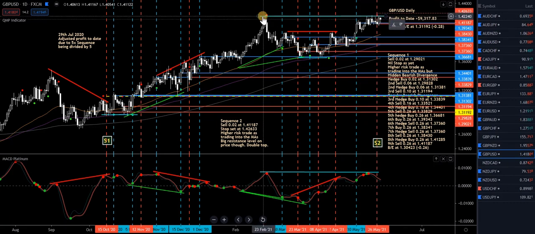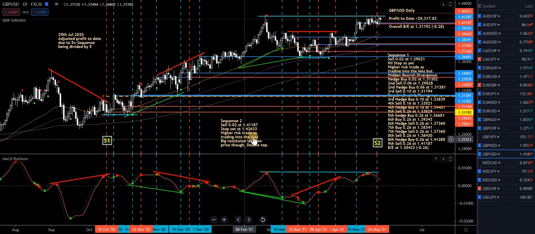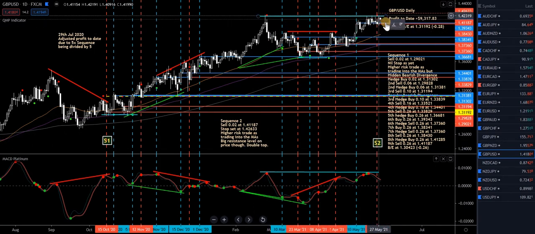Nice resistance level, previous high. Took the sell. Price went against me straight away, as old Murphy's Law would have it. And we're starting to try and come down again. High risk trade, trading into the MAs, big resistance level, double top, etc. So stops up here for that.